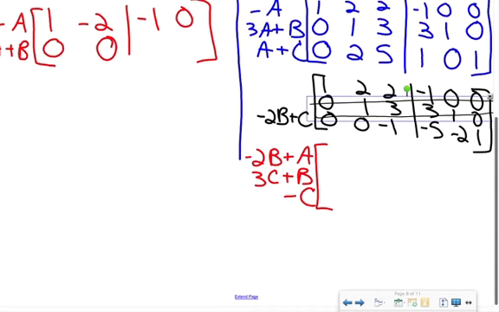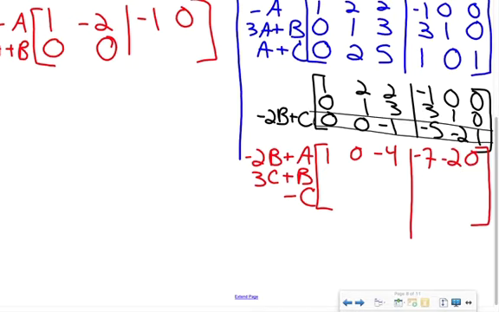Okay, so negative 2 times 0 is 0. 0 plus 1 is 1. Negative 2 times 1 is negative 2, plus 2 is 0. Negative 2 times 3 is negative 6, plus 2 is negative 4. Negative 2 times 3 is negative 6, plus negative 1 is negative 7. Negative 2 times 1 is negative 2, plus 0 is negative 2. Negative 2 times 0 is 0. 0 plus 0 is 0.